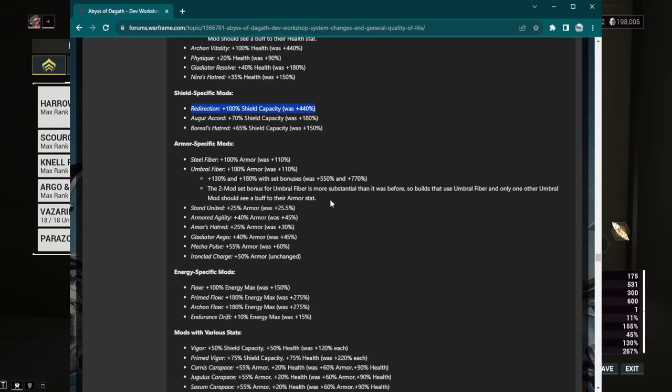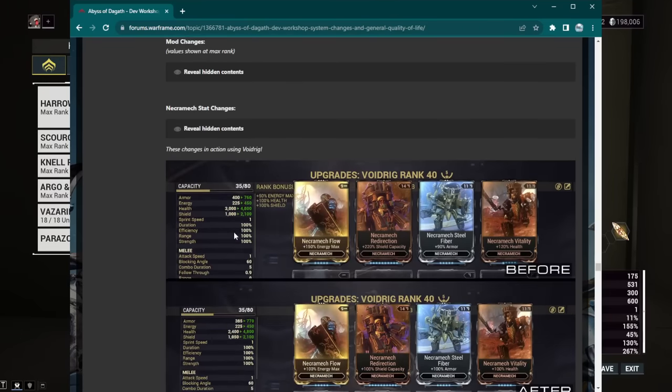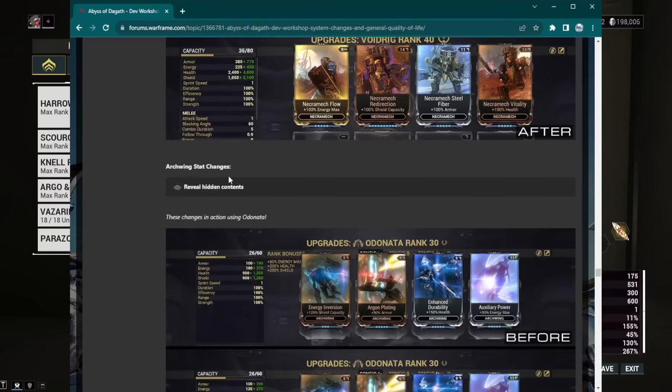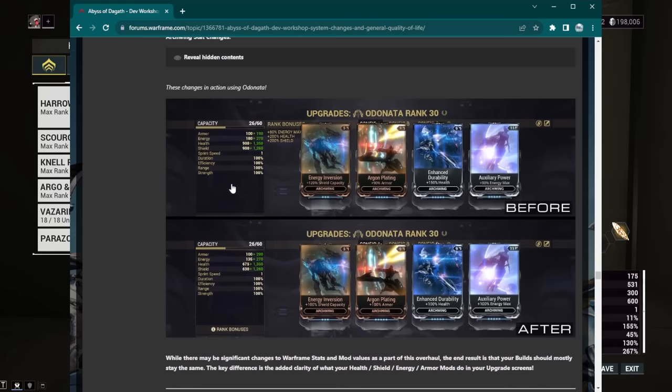Okay, so they changed the values of a lot of these mods, but it should be higher in the end. At least that's what Pablo's claiming. There's some Necromech mod changes, not very important. Same with Arcwing mods as well. Who really cares about that stuff? So that is going to be basically it for the shield gating and mod value changes.